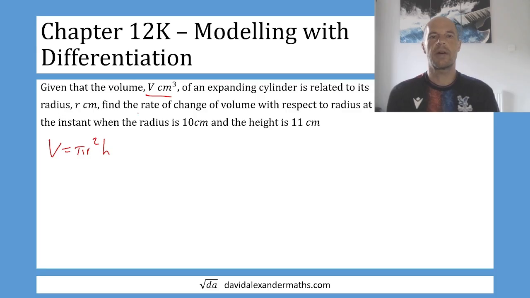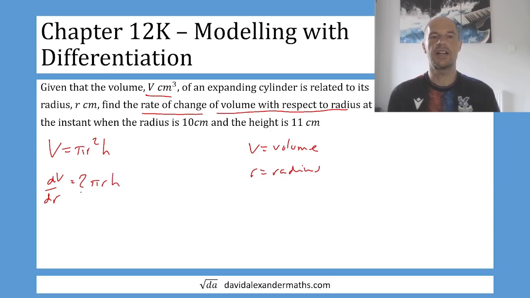And it's also talking about the rate of change of volume with respect to radius. So if it's the rate of change, we need to be thinking differentiation. If we say that v is volume and r is radius, then the rate of change of volume with respect to radius is dv by dr. So all I need to do is differentiate this equation with respect to r. So that's going to be 2 pi r h. So dv by dr is 2 pi r h.